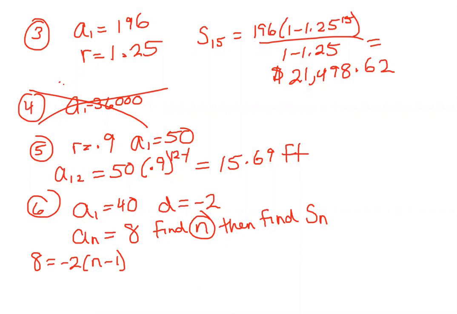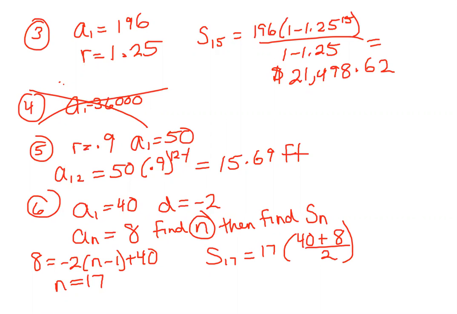So we're going to say AN equals D times N minus 1 plus 40. And we're going to solve this, and you're going to get N equals 17. And then we're going to say S17 equals 17 times the first plus the last over 2, and you're going to get 408 logs. All right, that's number 6. Okay, we're almost done.